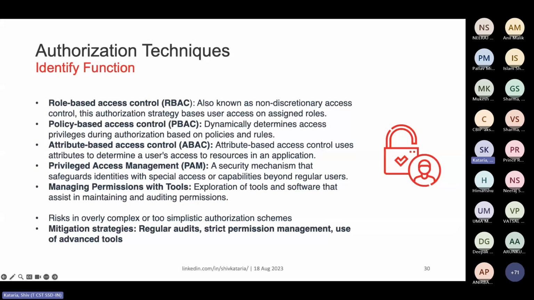On the authorization side, we have role-based access control, which is basically giving access based on the user's role. Then we could have policy-based access, which dynamically determines what privilege should be given to a particular user. We might also use attribute-based authorization. Then there is something called privileged access management. This is typically designed for giving access at a higher privilege level, let's say administrator or remote access user, these kinds of roles. Then there are different tools that are available to manage these permissions.